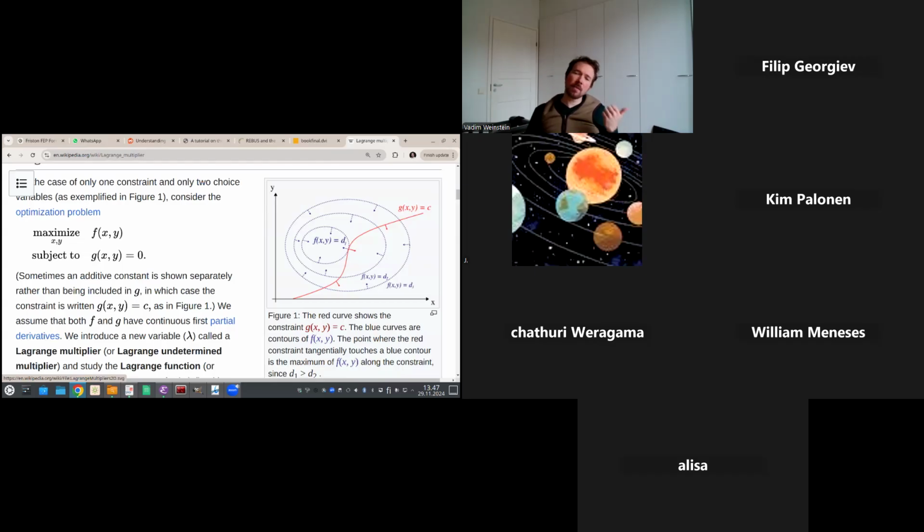F is the function that we want to maximize. It's a function in 2 variables. In our case, it's the 4-degree polynomial that we have. We want to maximize that function, but we want to maximize it on some curve, the red curve, which is given by this equation, that some other function is constant.